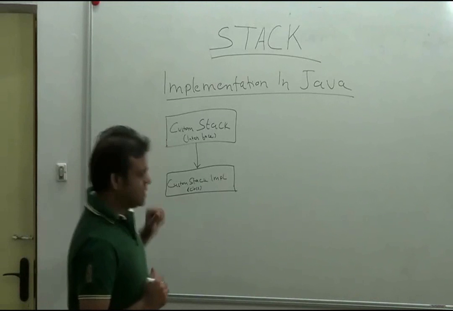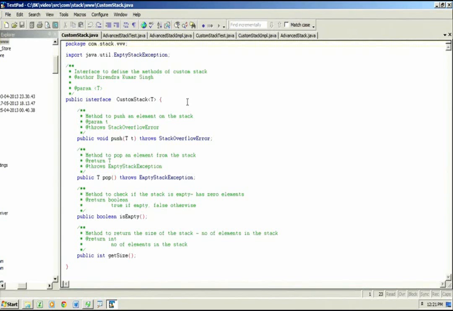So first we create a custom stack interface. This custom stack interface defines all the methods that you want to declare for a stack. As we had discussed earlier, the primary functions are push and pop. A push should be able to insert an element onto the stack. So it takes a generic variable, which gives you the flexibility of inserting that. And since we don't expect any return type, we have a void return type for the push method.